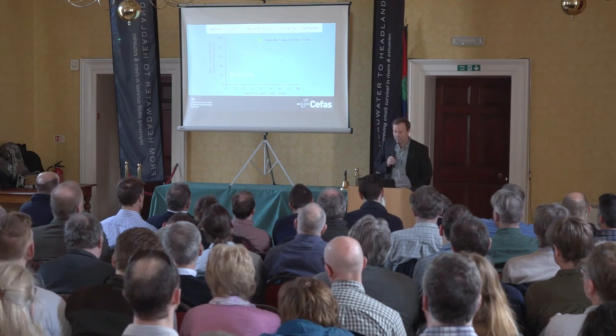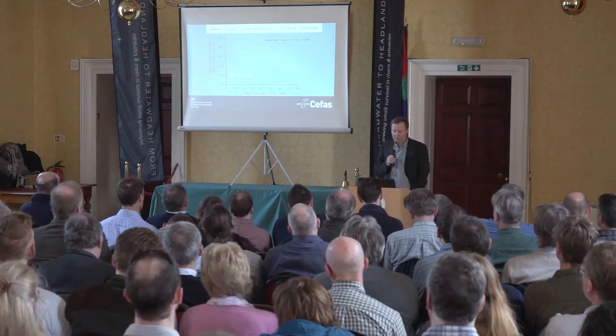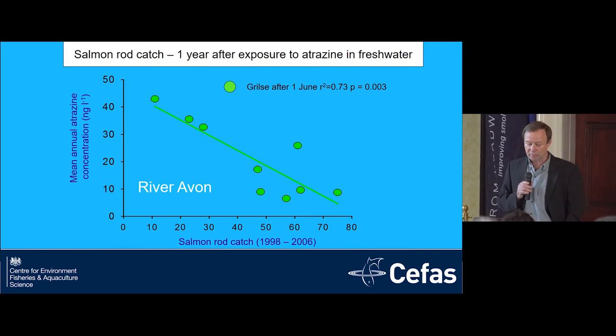This is a graph showing the rod catch over a number of years from the River Avon in relation to the mean annual atrazine concentration at the time that the smolts emigrated. So this is the mean catch of grilse one year later in relation to the concentration of atrazine the year previous when the smolts were leaving. And as you can see, there's quite a nice correlation between the concentration of atrazine within the river and the subsequent catches of salmon one year later.